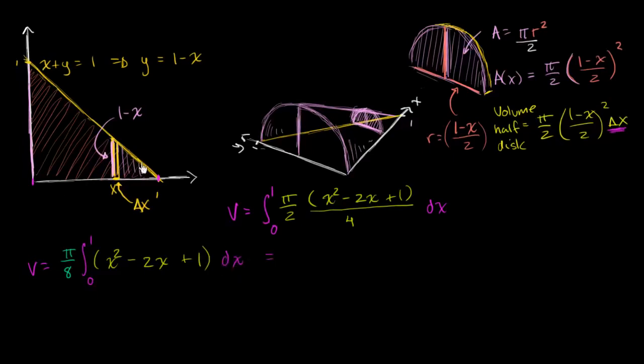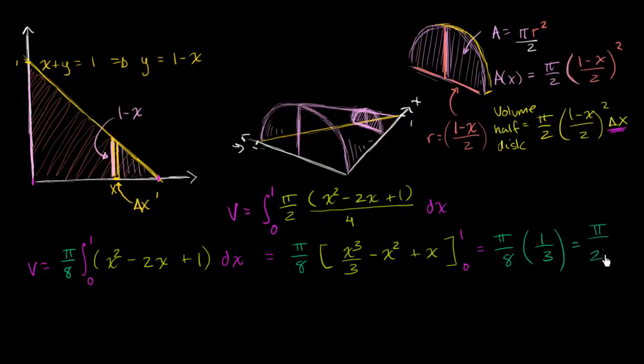which is equal to pi over 8 times, and the antiderivative of this is x to the third over 3 minus x squared plus x. And we're going to evaluate that at 0 and 1. When you evaluate it at 1, you get 1/3 minus 1 plus 1, so it's going to be 1/3. And when you evaluate at 0, you're going to get 0 minus 0 plus 0, so it's going to be minus 0. So it's just pi over 8 times 1/3, which is equal to pi over 24. And we are done.